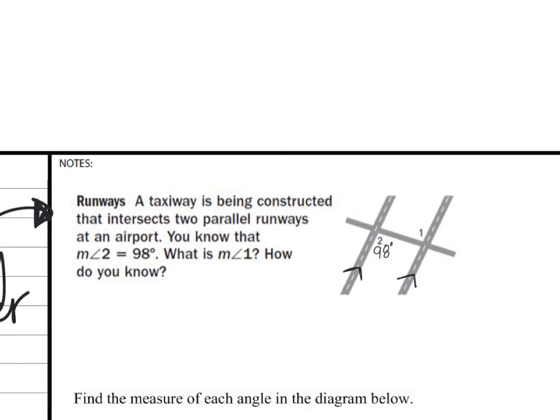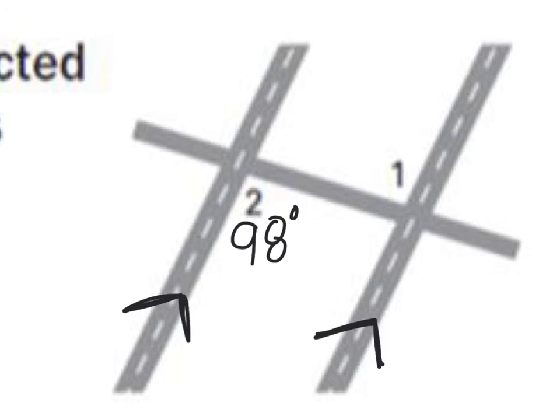Okay, let's look at this. We're looking at angle 2 and angle 1. They are a special type of angle pair because we have parallel lines. What kind of angle pair is that? If you know, raise your hand. William, what is it?